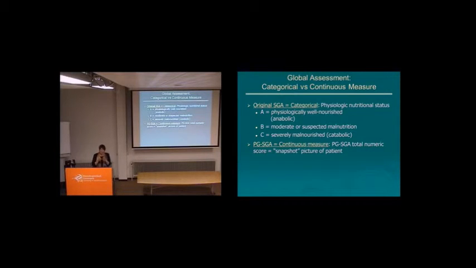I mean, it's something, but it's a very easy way of remembering what the A, B, and C stand for. The nice thing about the PG-SGA is it's a continuous measure. So I can go from 0 to 39 points. And it tells me it's going to take a big leap for me to go from severely to moderately malnourished. As a patient or as a physician or as a dietitian, for me to have a patient going from 29 points to 19 points to 9 points is something that the patient can relate to.